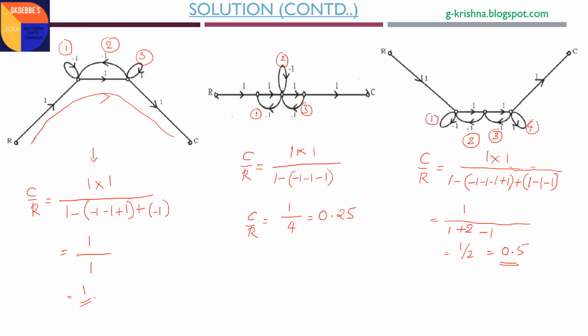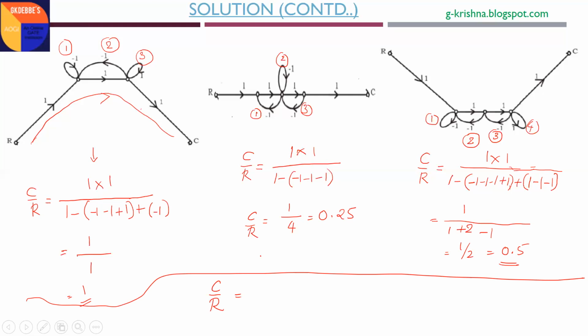Now, the gain of the given signal flow graph is the sum of the individual parts' SFG gains only. The first part SFG gain is 1, the second part gain is 0.25, the third part gain is 0.5, hence you'll get the answer as 1.75. Hence your correct option is C.